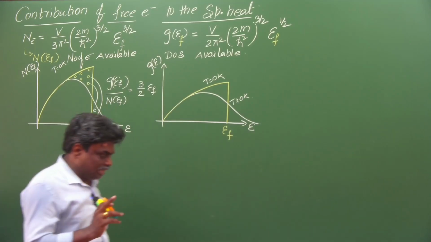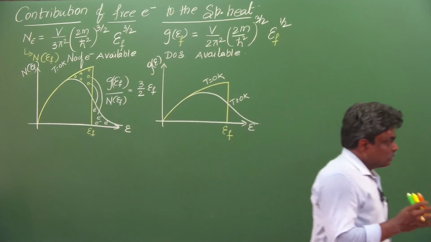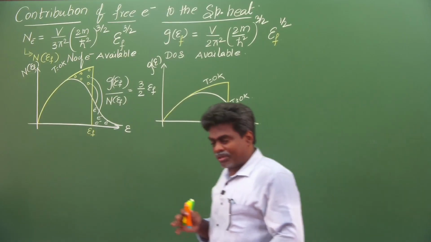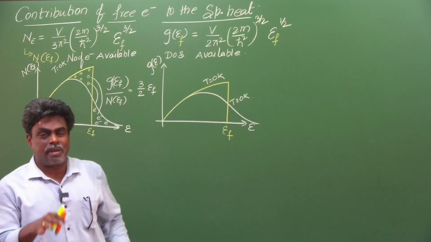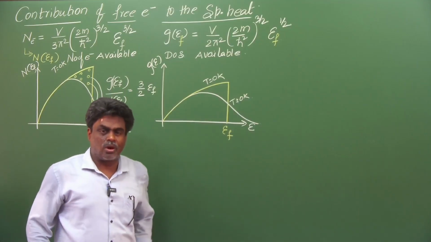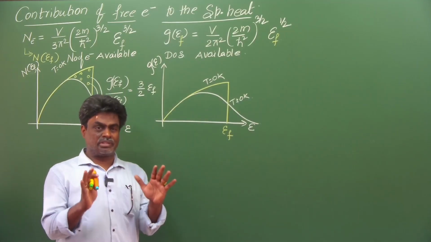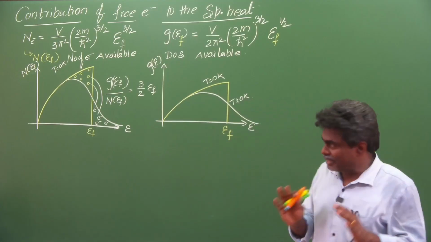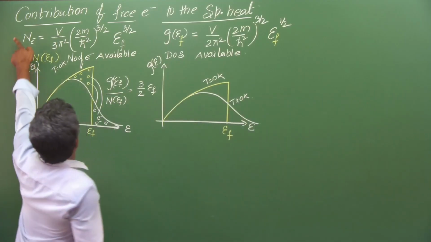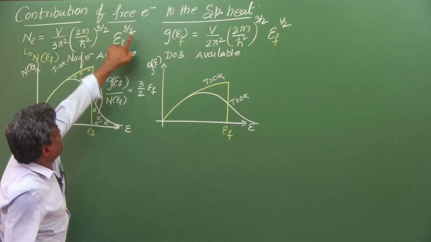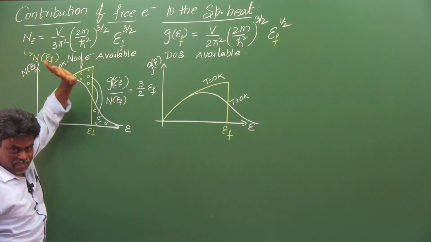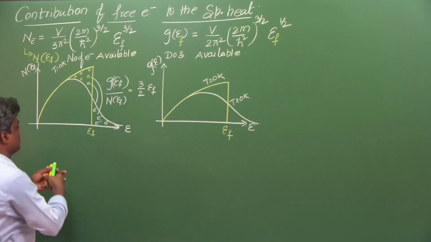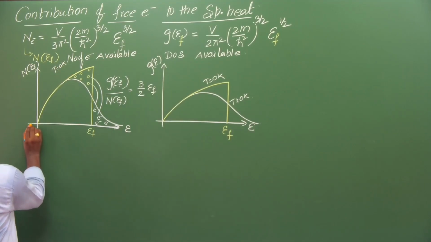I told you one point earlier. Although there are 100 students, not all will answer the questions. Only those who are participating in the discussion, who have sufficient knowledge or sufficient interest. In the same way, although this many electrons are available up to the Fermi level, all are not participating. Why? Listen. Now here I am increasing the temperature.